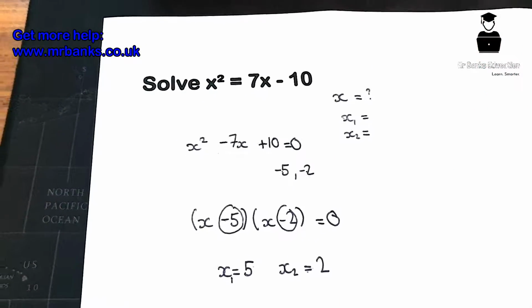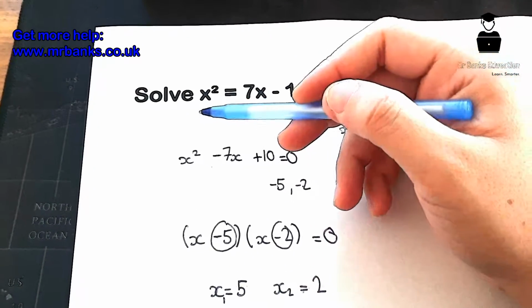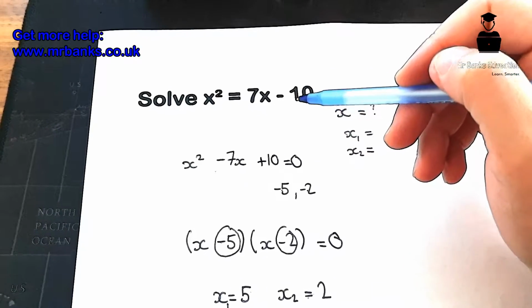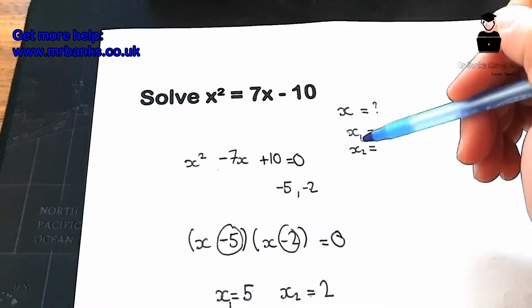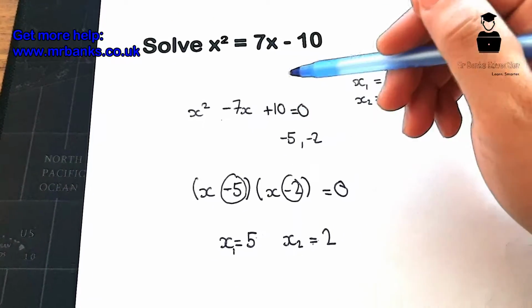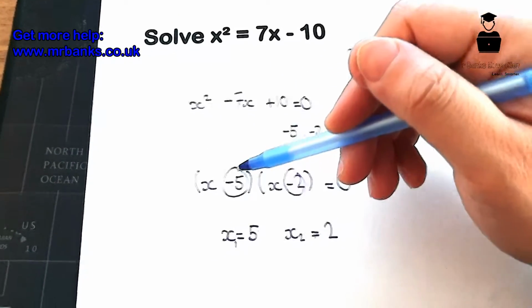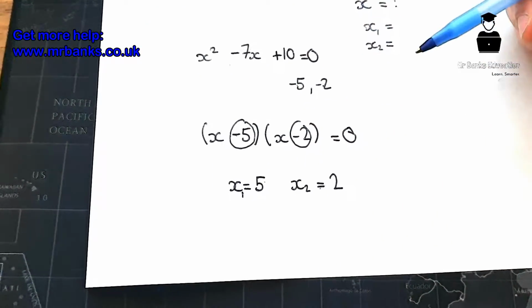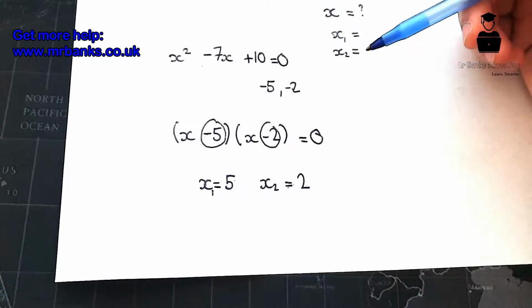Anyway, I hope this helps. This is how to solve quadratic equations and finding the two x roots. I would recommend in this sort of question to use factorising to do it, because it's the easiest way.